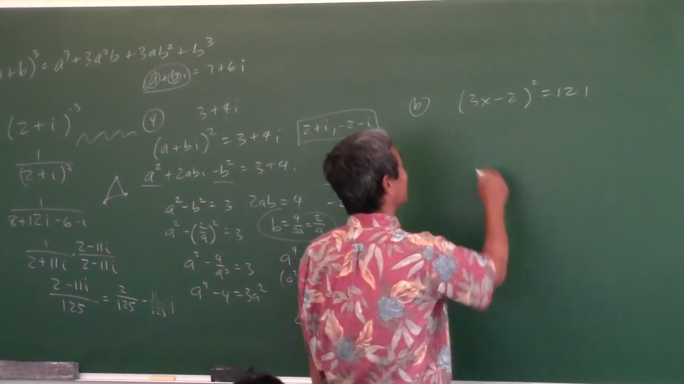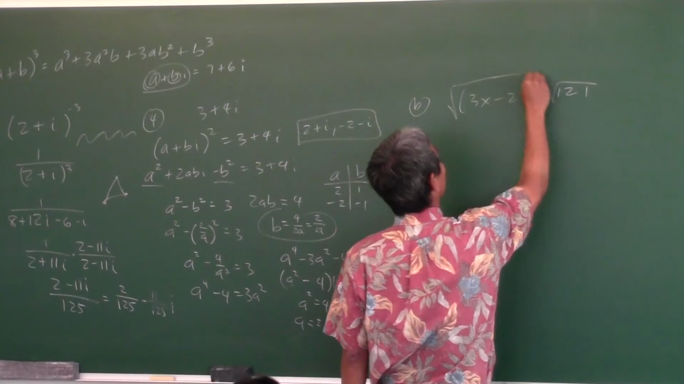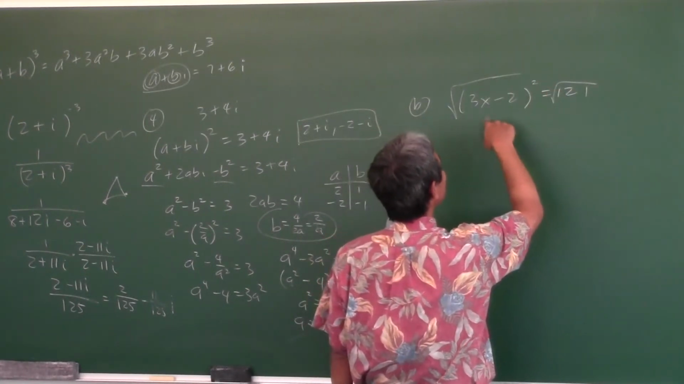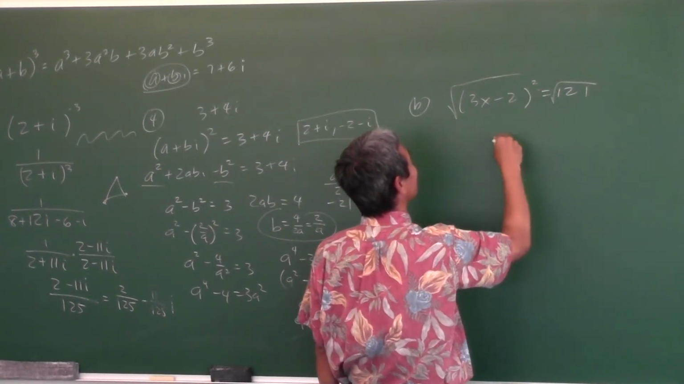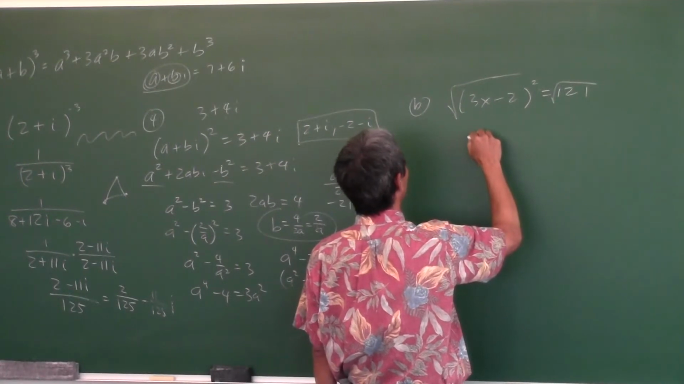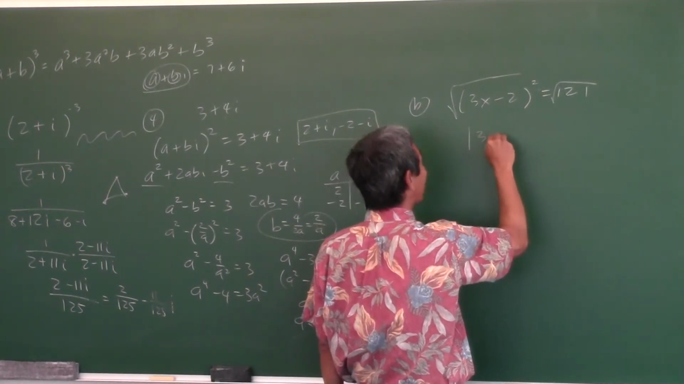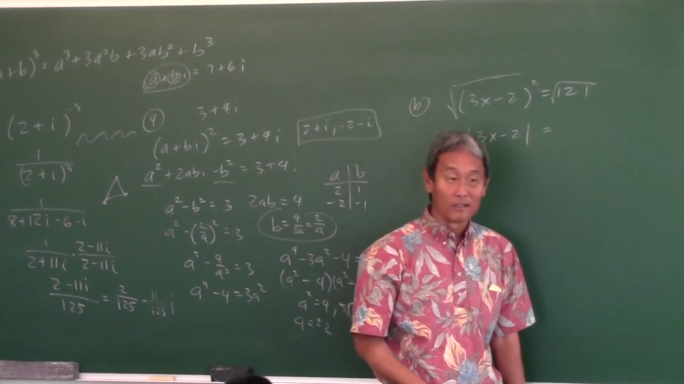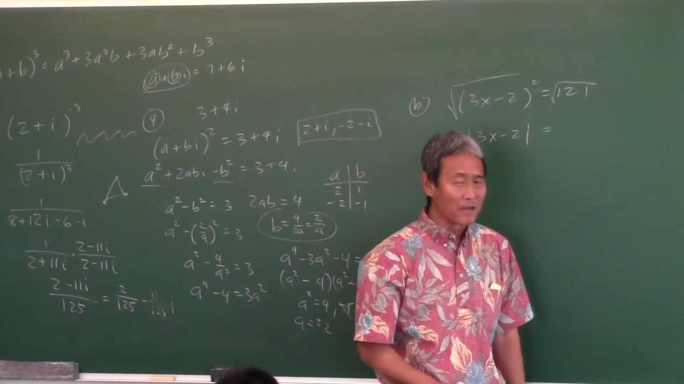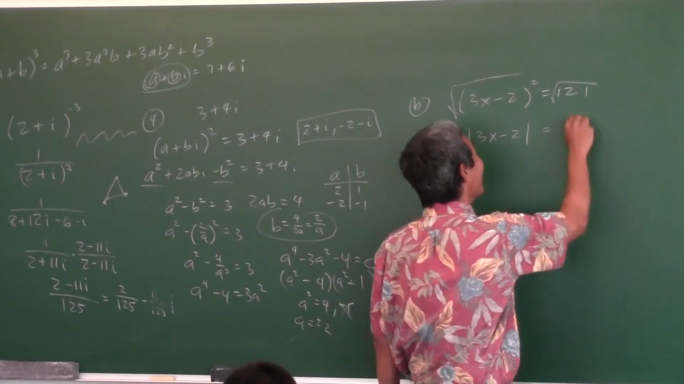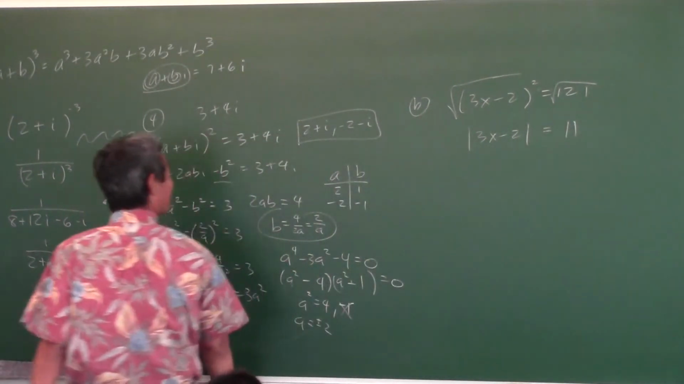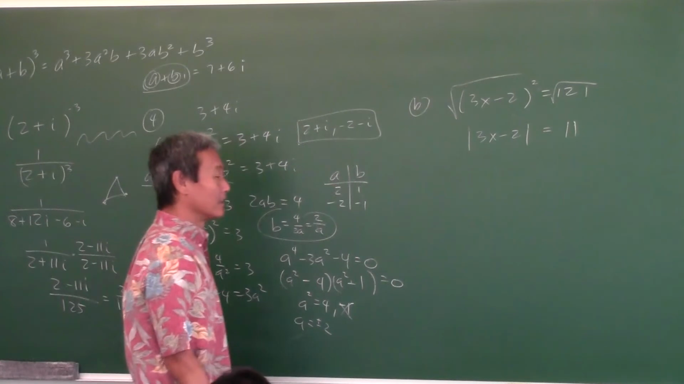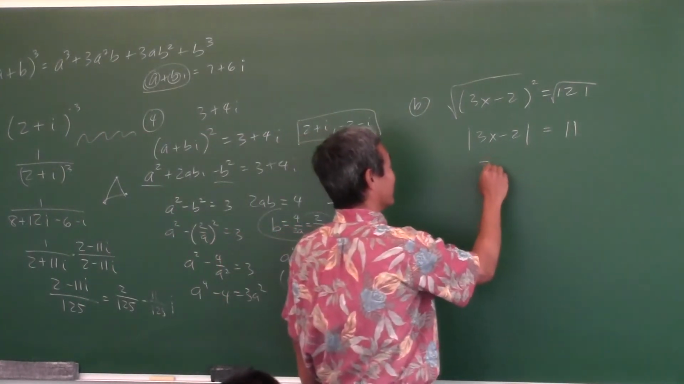Square root both sides. Okay, so what's the square root of something squared? Let's see if you remember anything from last chapter. No. The absolute value of something. What's the square root of 121? 11 or plus or minus 11? Plus minus. No, it's 11. We didn't learn from last chapter. I thought it was a trick question. No, it's not a trick question.